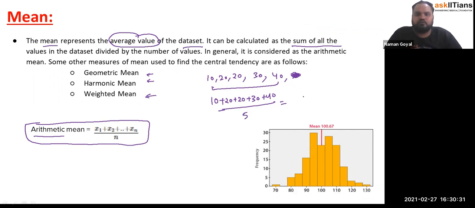So it will be what? 50 plus 30 is 80. 80 plus 20, 21, 20, right? Upon 5. Okay, so how much did we get? 24 runs average per match.